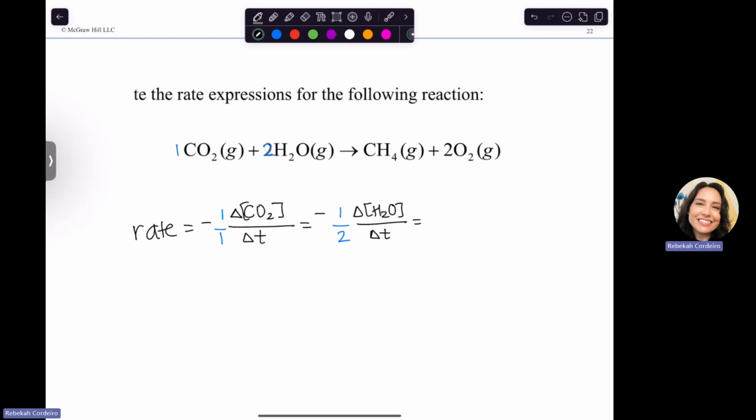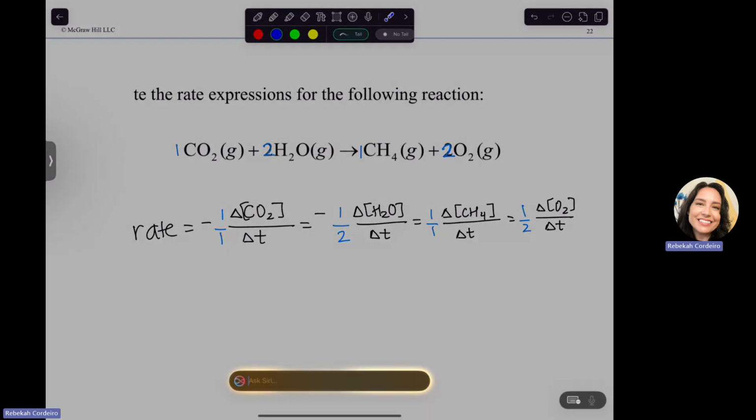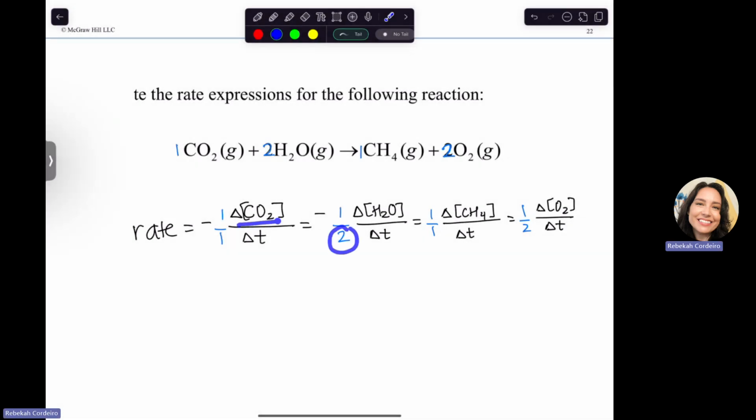Then we would say positive, or just nothing, change in concentration of CH4. Now, we're doing concentration here because it's really gases, so they're in concentration with each other. This is not pure because these are gases, they're all mixed together. This one would also be 1 over 1 because the CH4 has a 1. And then this one would be change in concentration of oxygen over change in time, and this one would be 1 over 2 because there's a 2 here. So the water goes away twice as fast as the carbon dioxide, and the oxygen forms twice as fast as the methane, CH4.